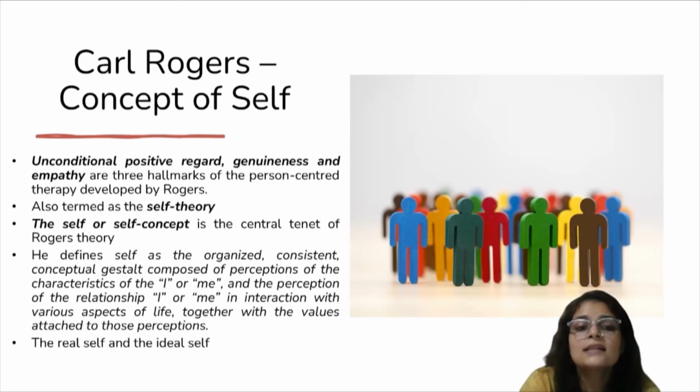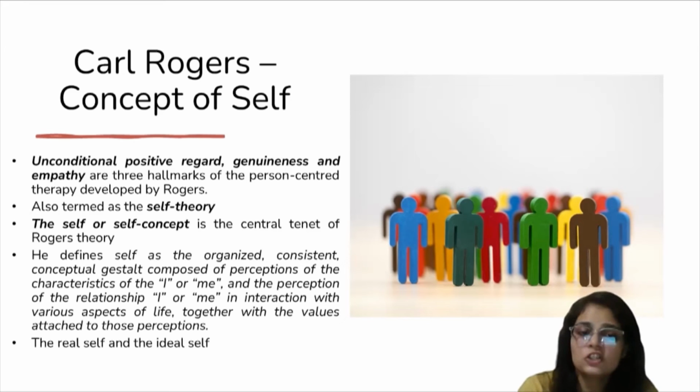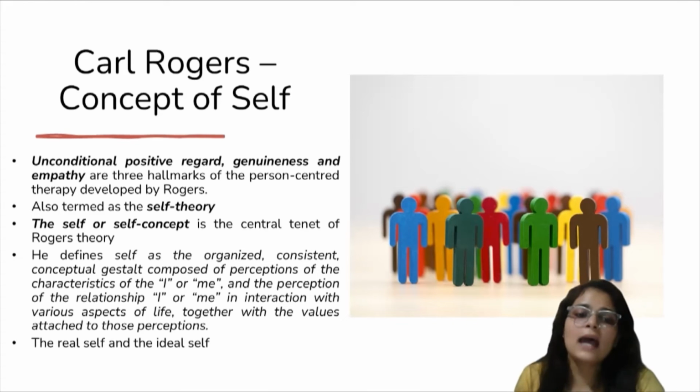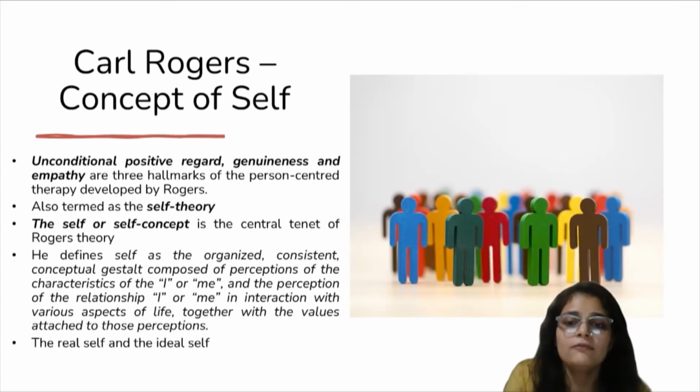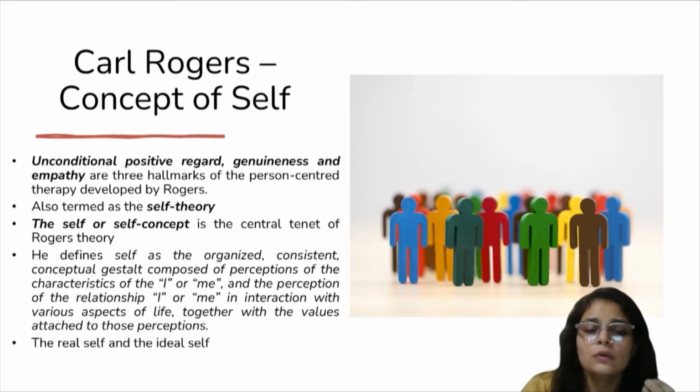He also termed his theory as self theory. He introduced the concept of self, which is the central tenet of his theory. He defines self as the organized, consistent, conceptual gestalt composed of perception of the characteristics of I or me, and the perception of the relationship of I or me in interaction with various aspects of life, together with the values attached to those perceptions. So according to him, a self is the perception of I and me, and how one relates to others, by interacting with other persons and forming relationships with them. According to him, that is oneself.